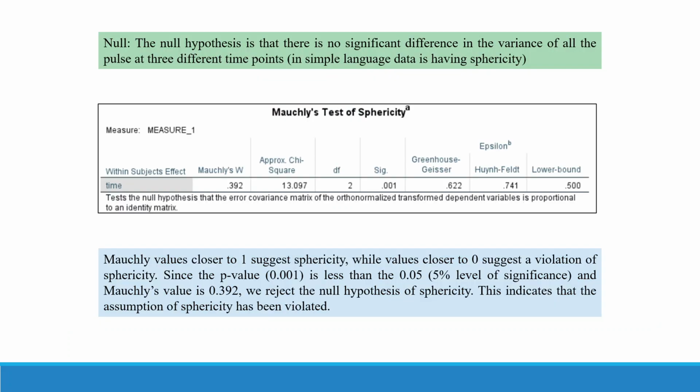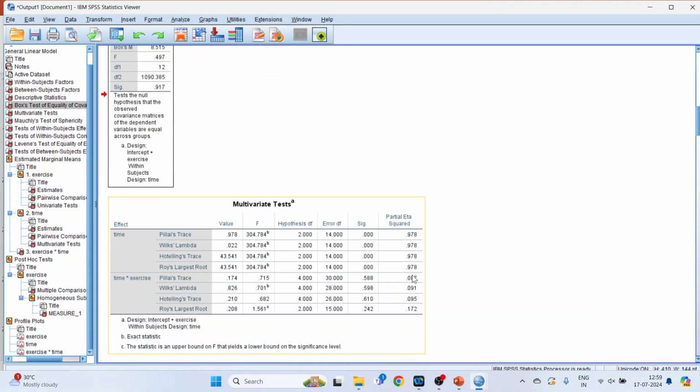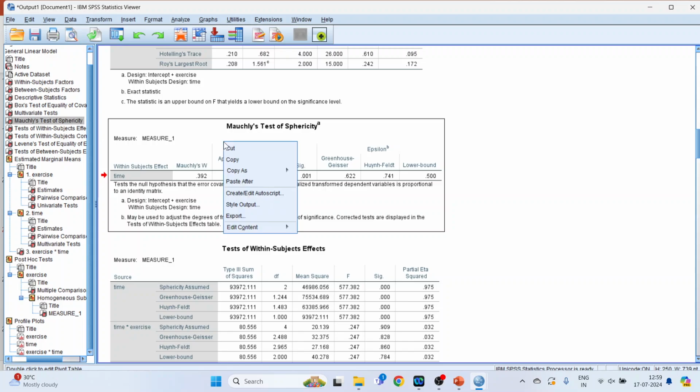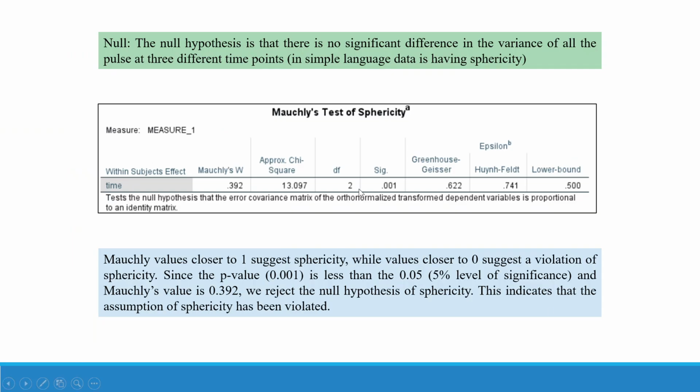The next assumption is of the sphericity. So we will copy output from here, the Mauchly's test of sphericity. Right click, copy. Now what is the null hypothesis here? The null hypothesis is there is no significant difference in the variance of all the pulse at 3 different time points. In simple language, data is having the sphericity. The variances are equal for all the 3 different time points.